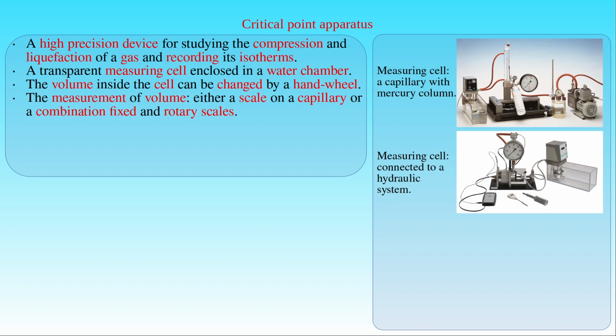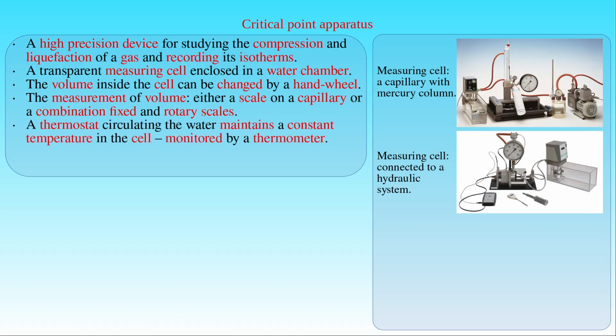The device uses hydraulic oil instead of mercury, where the measuring cell and the hydraulic system are separated by a membrane that moves as the volume of the cell increases. A thermostat circulating the water in the water chamber allows the temperature to be maintained at a highly constant value in the measuring cell of both types of apparatus, which can be monitored by means of a thermometer. After setting the temperature of the thermostat and allowing temperature equalization between the water bath and the gas to take place, the temperature of the system can be read from the scale of the thermometer.